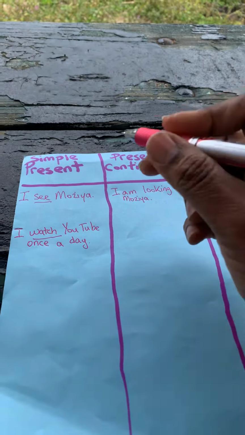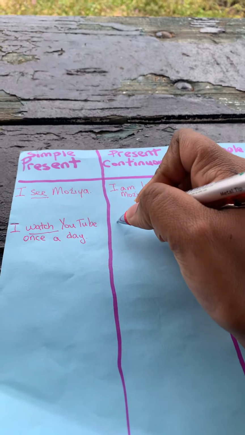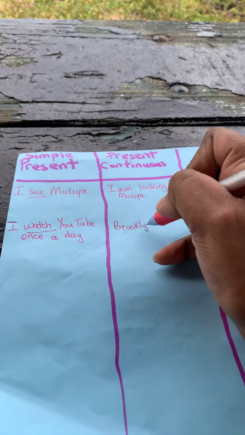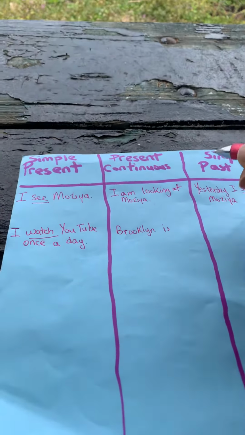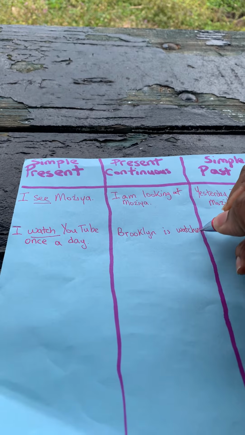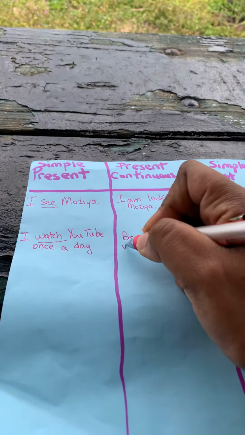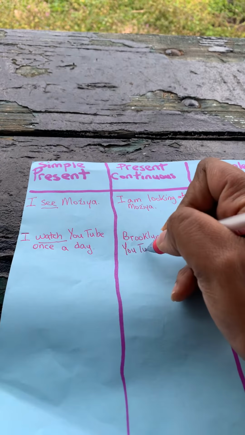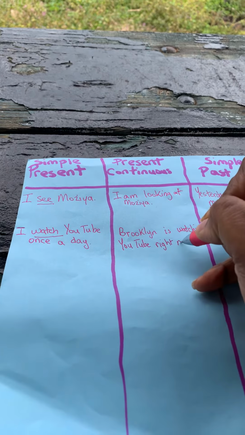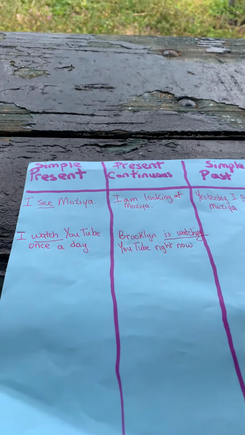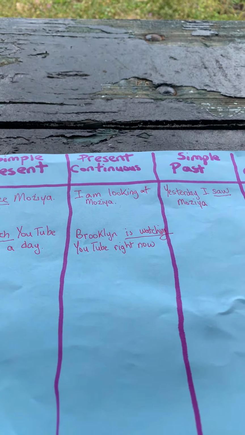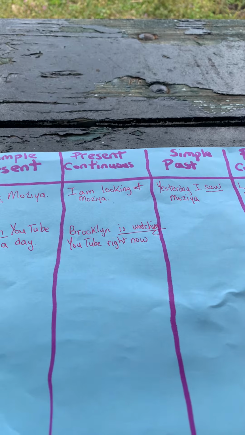Present continuous, I could say my daughter Brooklyn is watching YouTube right now. Is watching. So that means at this very moment, she is watching YouTube.